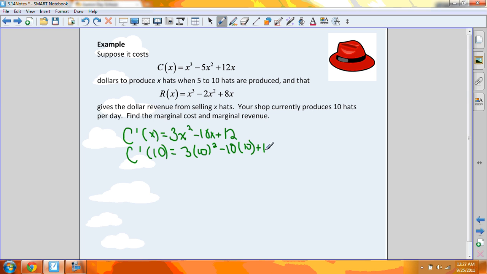Plus 12. So I get 3 times 10 squared, which is 300, minus 100, so 200 plus 12 is 212. And since this is marginal cost, then it is dollars. So it's going to cost $212 to produce each additional hat, as long as we are around that time. Okay, so if we're already producing 10, then it's how much more it's going to cost us to produce the 11th one. Right? Maybe once we get up into higher numbers, then it wouldn't cost us quite as much in order to make an additional hat.